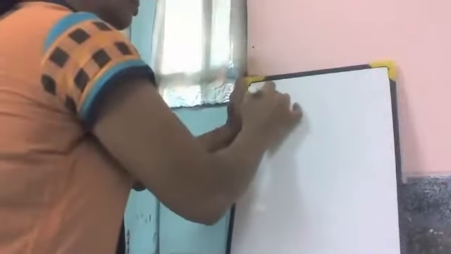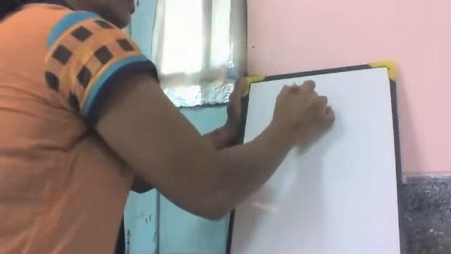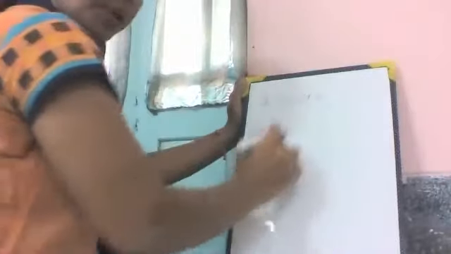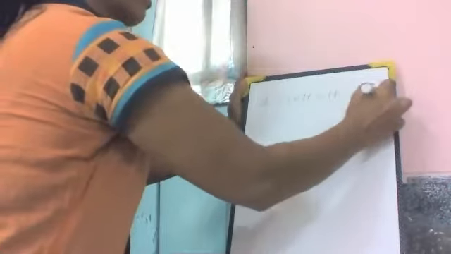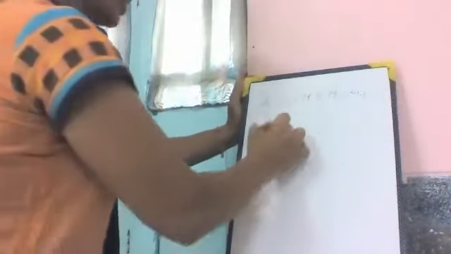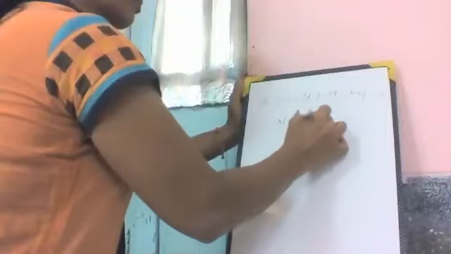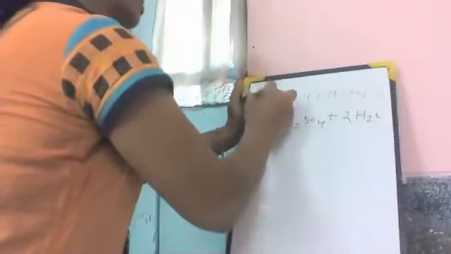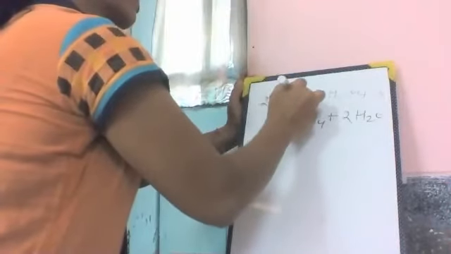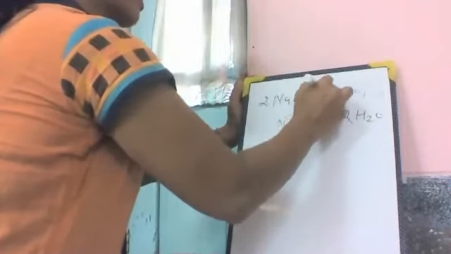2NaOH plus H2SO4 gives Na2SO4 plus 2H2O. This is sodium hydroxide reacting with sulfuric acid to produce sodium sulfate and water.